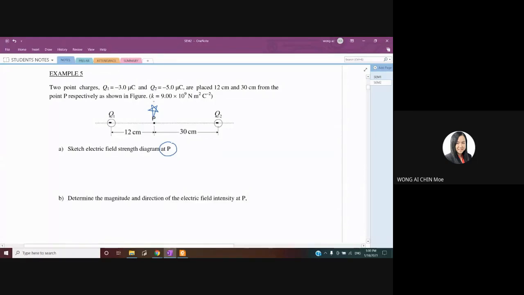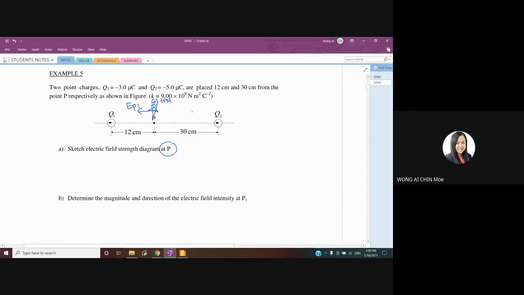So usually when we want to draw, we assume there is a positive test charge here. This is the test charge, positive, and this is the point charge, negative. So negative, positive, the electric field at point P will attract to the left. We label it as E P due to charge 1.